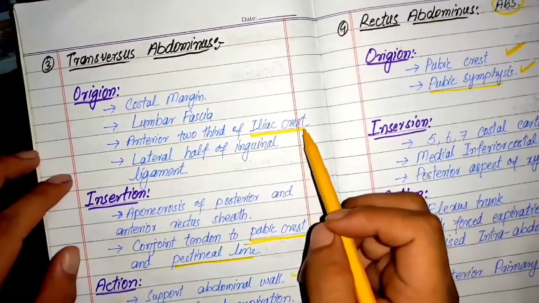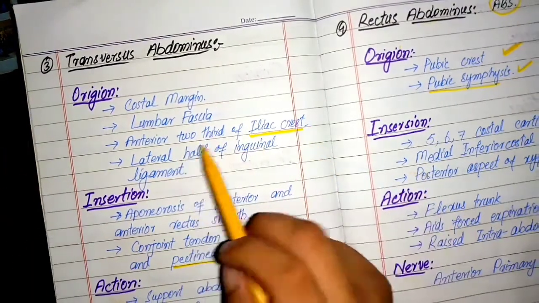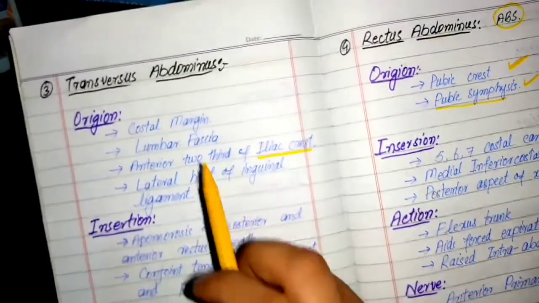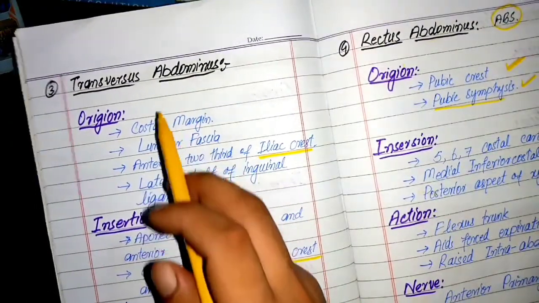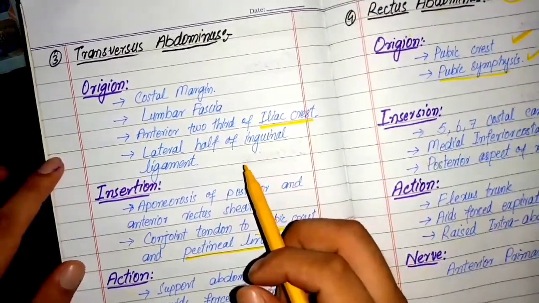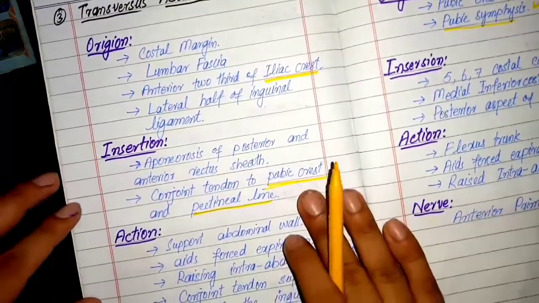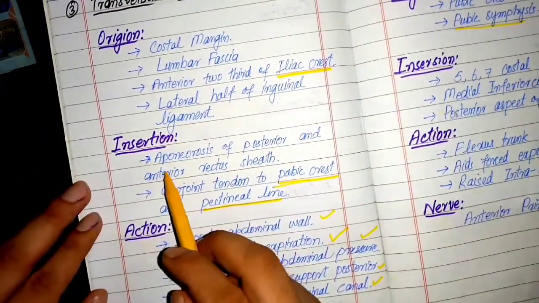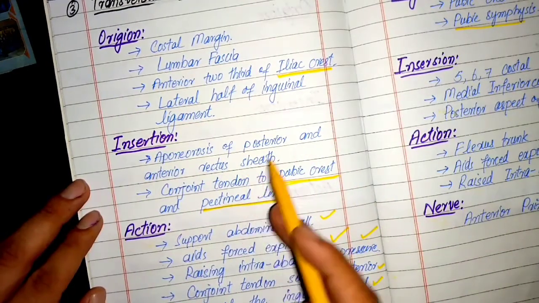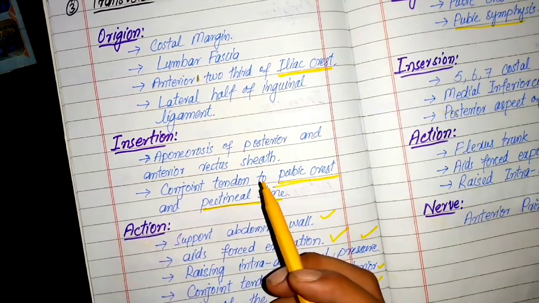Iliac crest we study in three parts, two anterior and one posterior. So the anterior two-thirds part of the iliac crest is also the origin point of the transversus abdominis muscle, right? And the lateral half of the inguinal ligament is also an attachment point for the transversus abdominis muscle. So its insertion is the aponeurosis of the posterior and anterior rectus sheath.